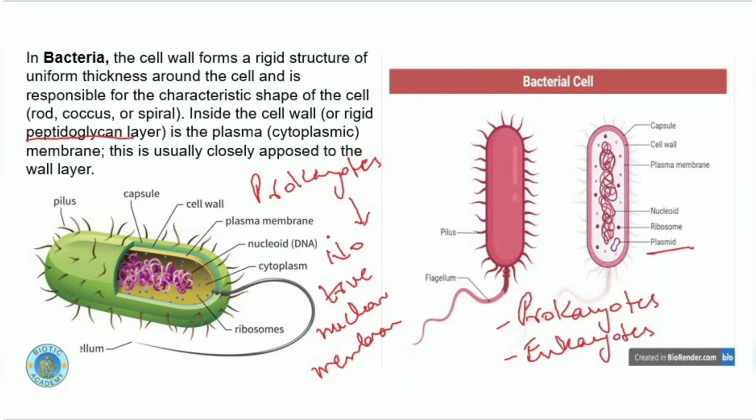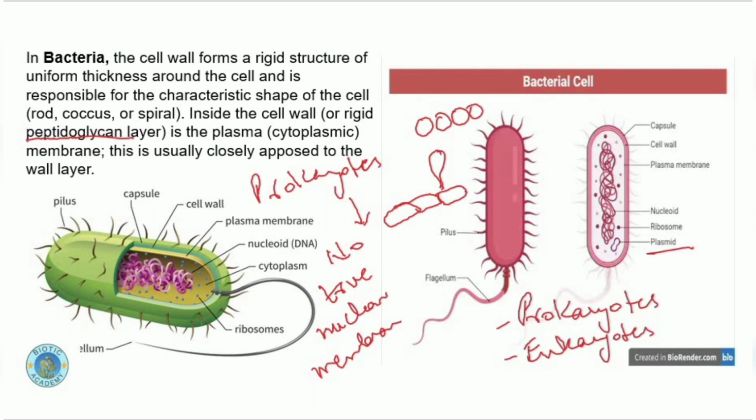And the shape of the bacteria varies. Maybe they are rod shape, coccus, or spiral like this. They may have a chain like this, or they may be like this, or they may have a rod-shaped structure like this. So they may be of different types according to their variety. So bacteria is the third form of cell in your syllabus that you are going to study.